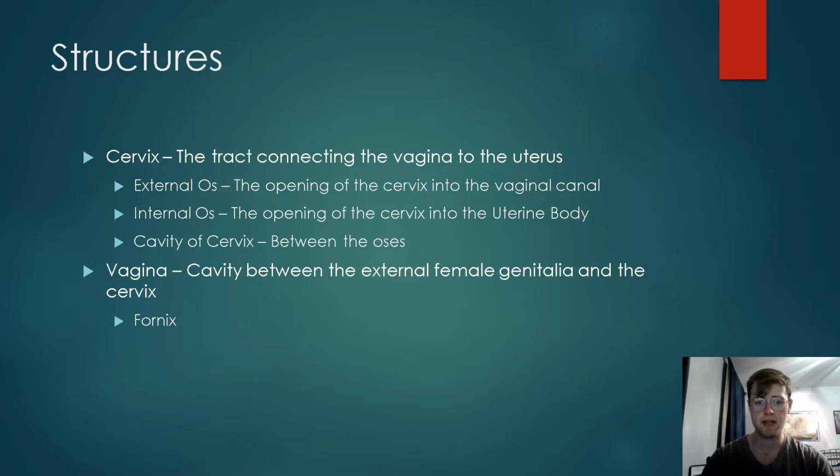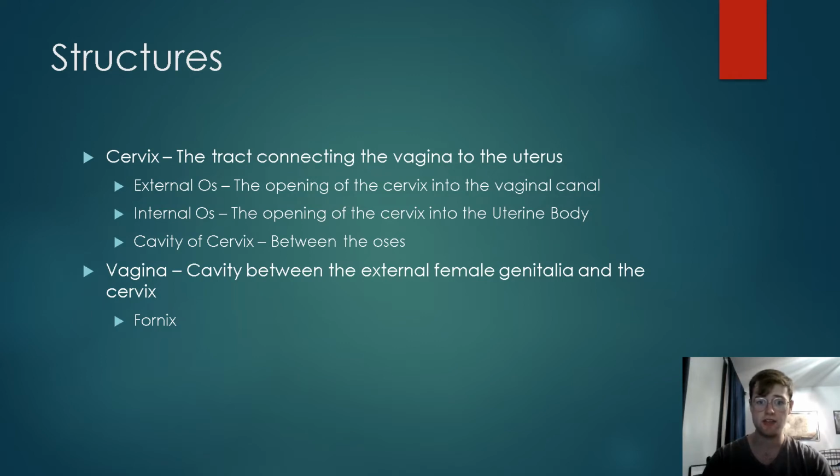Typically, only sperm and endometrium pass through the cervix. The internal os is the orifice between the cervix and the uterus. The cavity of the cervix is between the oses, and they will allow for the passage between the vagina and the uterus. The external os is the orifice between the cervix and the vagina. This portion serves as a sample of tissue for testing our patient's cervical health.